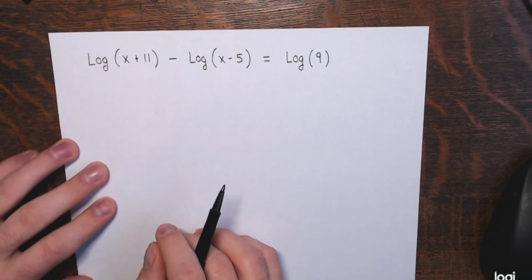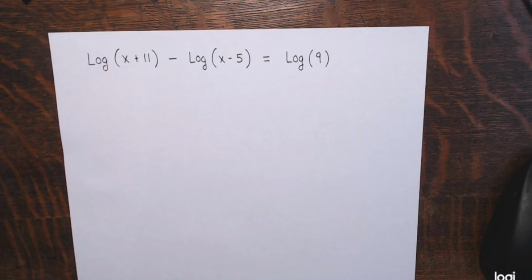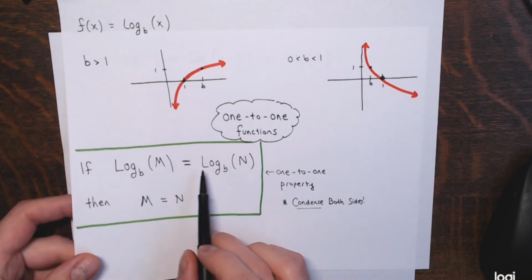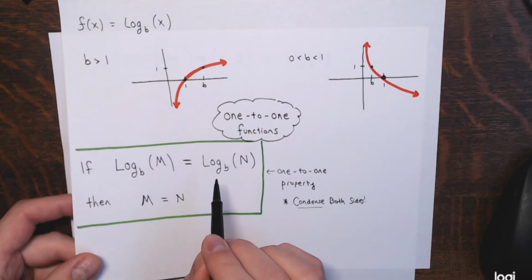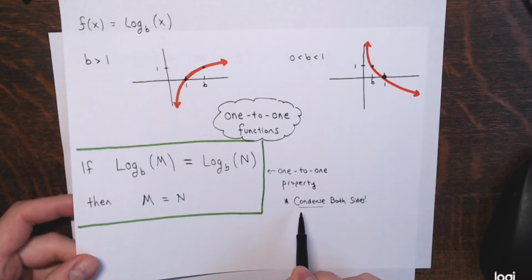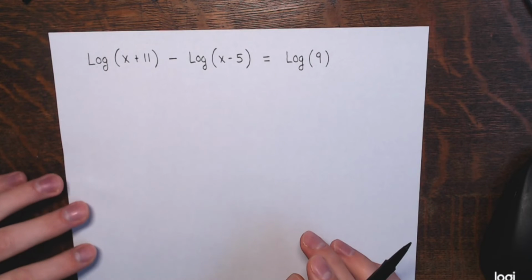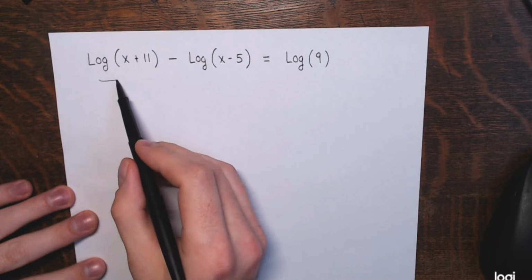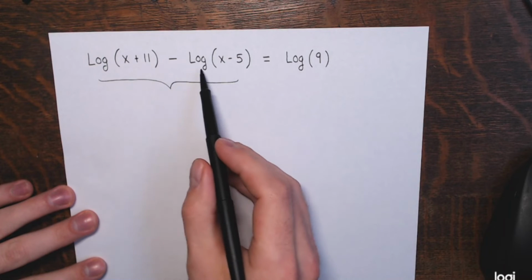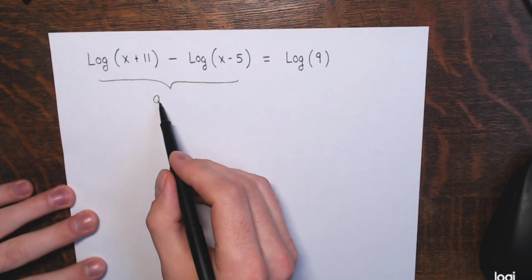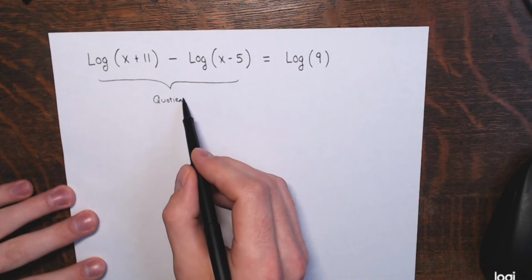Alright, so I can't use the one-to-one property just yet. Again, I'll bring it back up. Remember, if I want to use this one-to-one property, it's got to be a single log equals a single log. We have to condense using the properties of logarithms that you saw in section 6.4, 6.5, I believe. So over here, I have the difference of two logs, log minus log. So I'm going to use that quotient rule for logs, and I'm not going to write it up. I'll just hopefully remember it.